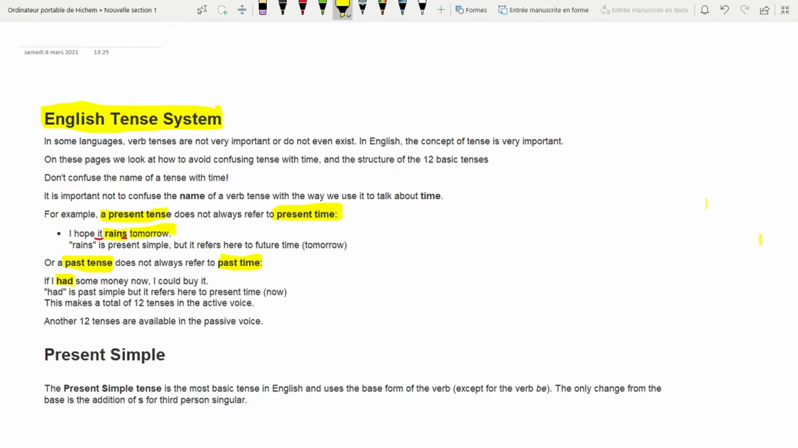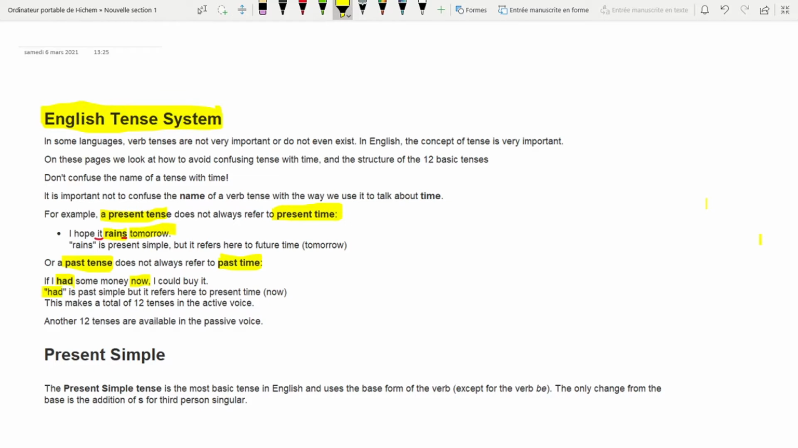If you read the sentence carefully, you will see: if I had some money now, right? Here we are expressing a wish. The rule says if you express a wish in the present time, you will use the past tense. If you are expressing a wish in the past time, you will use the past perfect tense. The explanation says had is past simple, but it refers here to present time.